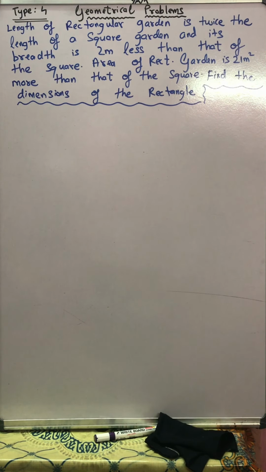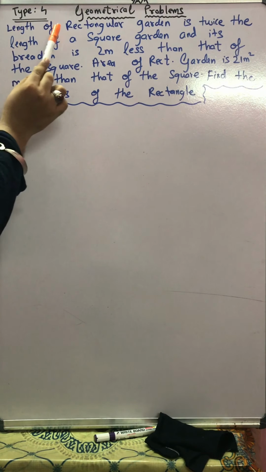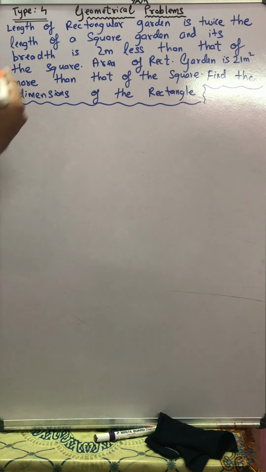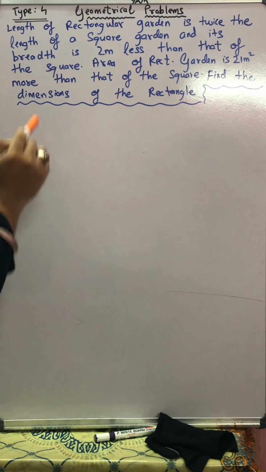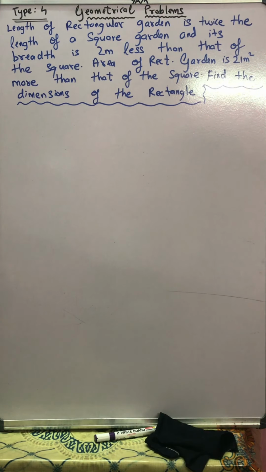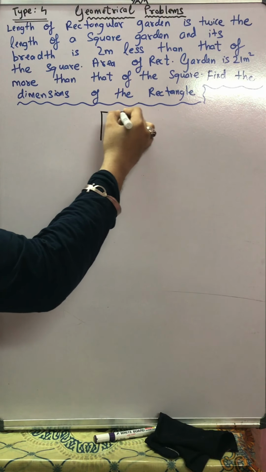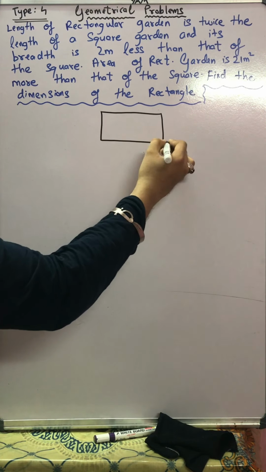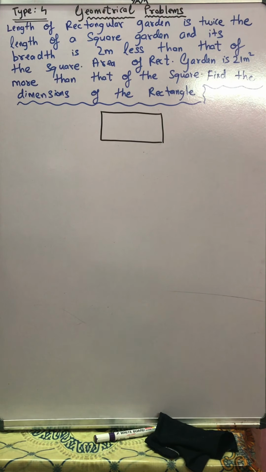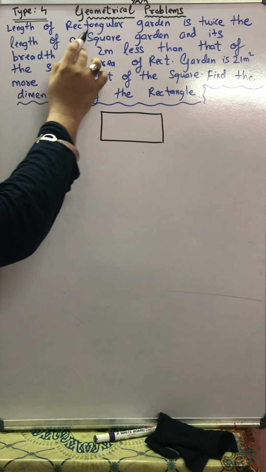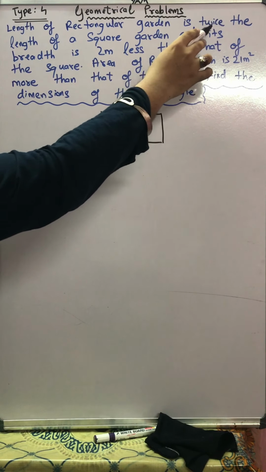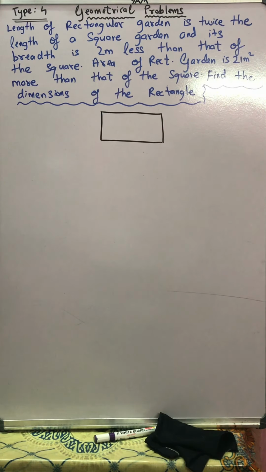Let's understand the story. It's a beautiful sum because it deals with a garden. I like gardens very much. Length of a rectangular garden. Oh great, I have a garden here which is rectangular. Okay, so let me draw a rectangular garden for you all. Let us say that this is my beautiful rectangular garden. Length of a rectangular garden is twice the length of a square garden.